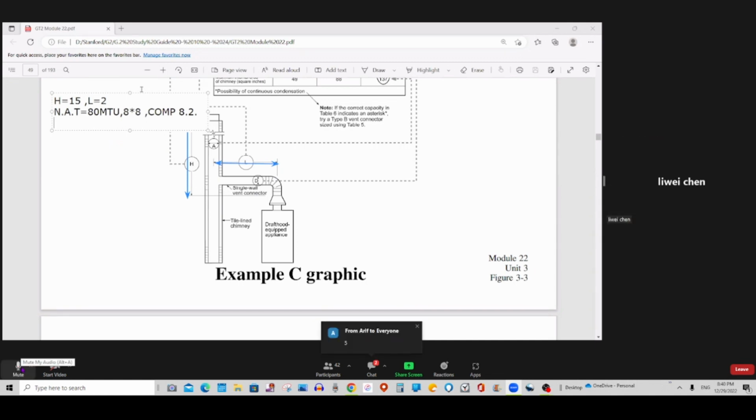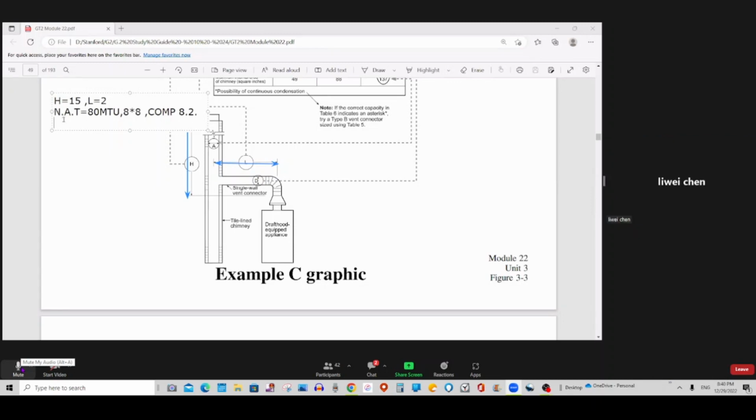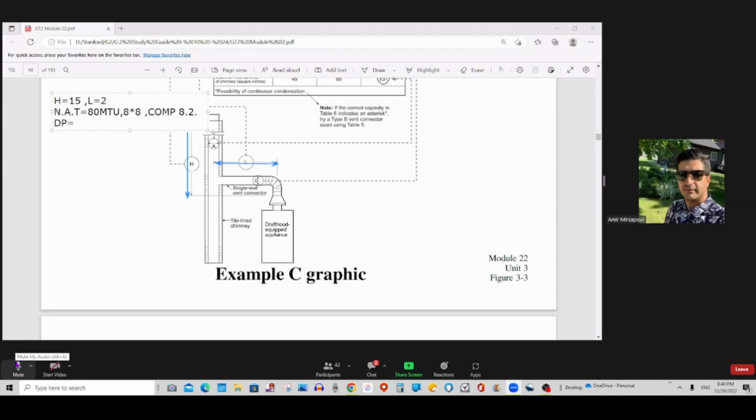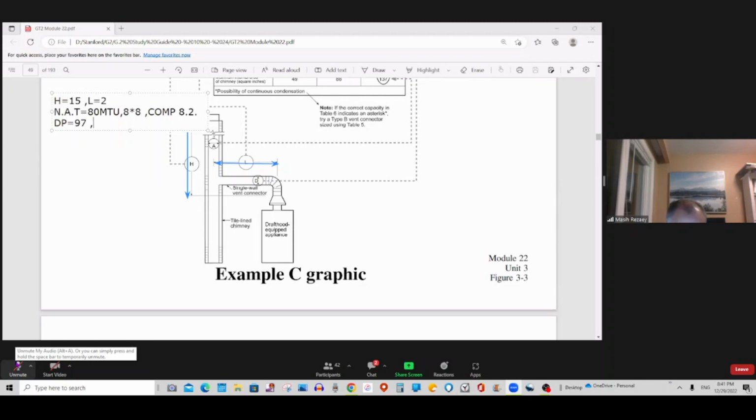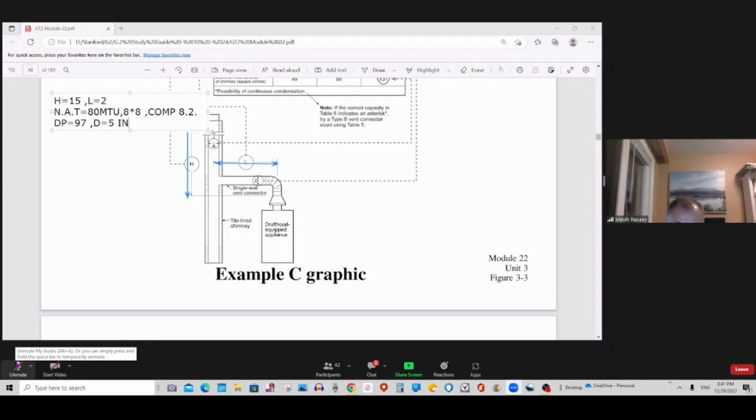Natural draft. 97. Yeah, DP 97. So it's equal to how much? 5 each. Write it here. DP equal to how much? 97. So diameter equal to 5 each. So far everybody knows, right?